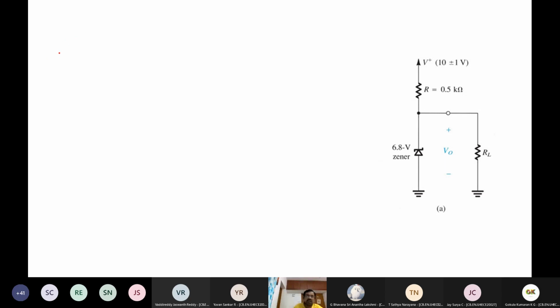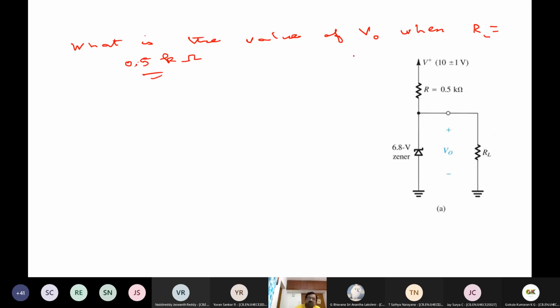The question asked is, what is the value of V naught when RL equal to 0.5 kilo ohm? What is the value of V naught when RL equal to 0.5 kilo ohm?